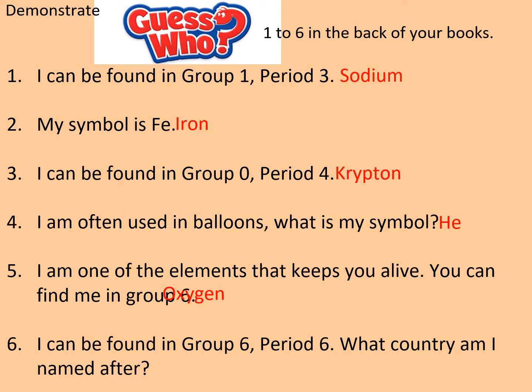And number 6, I can be found in group 6, period 6. What country am I named after? Poland is the country. So the element that you were looking for is polonium, which was discovered by Marie Curie. And she was from Poland, hence it's named after Poland.